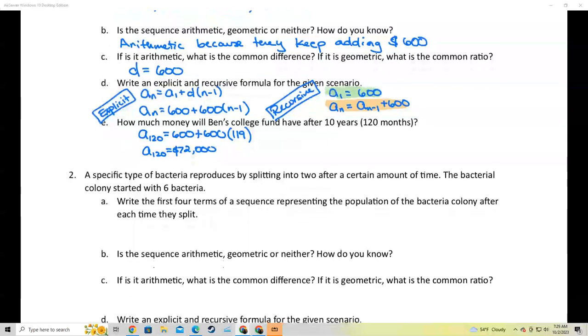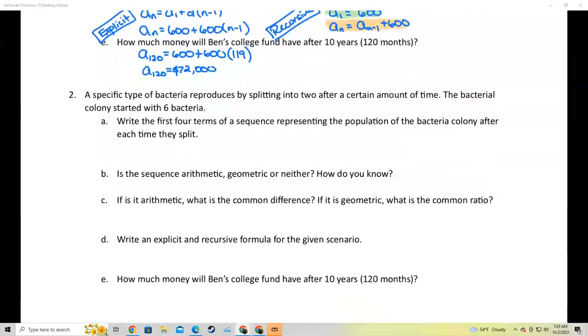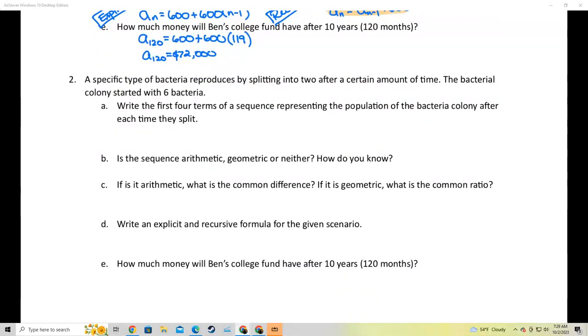A specific type of bacteria reproduces by splitting into two after a certain amount of time. The bacterial colony started with 6 bacteria. Write the first 4 terms of the sequence representing the population of the bacterial colony after each time they split.